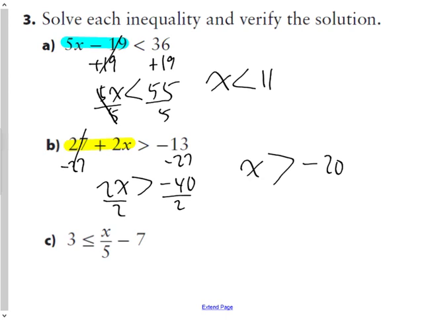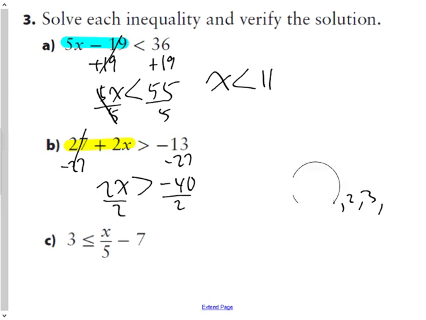We could say, well, let's just check a value. What's a value that's greater than negative 20? Well, if x was 0, 0 is greater than negative 20. So if I substitute 0 here, I'd have 27 plus 2 times 0, which is 0. That would make it 27, and 27 is greater than 13. So therefore, 0 is one acceptable value for x. 1, 2, 3 are also acceptable values. So is negative 19. Negative 19 is a value that can also work when I substitute it.